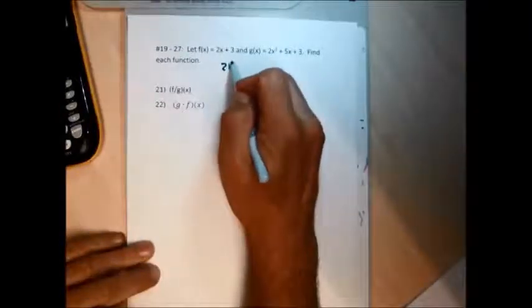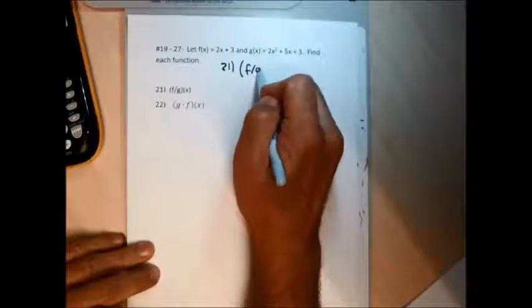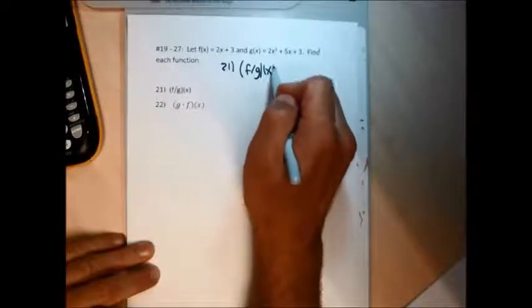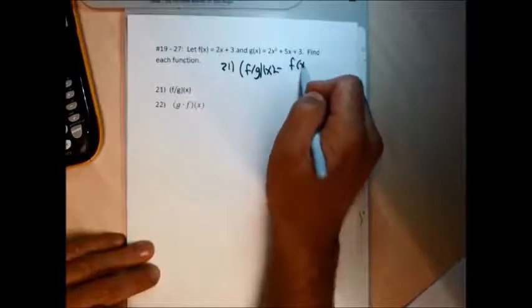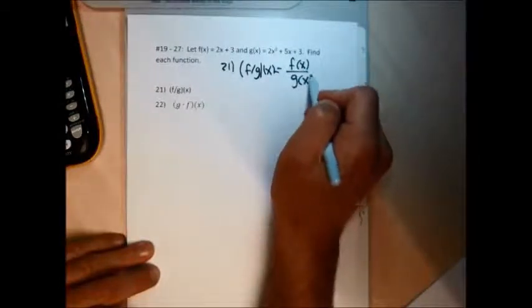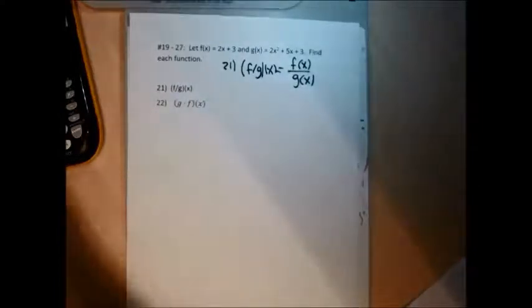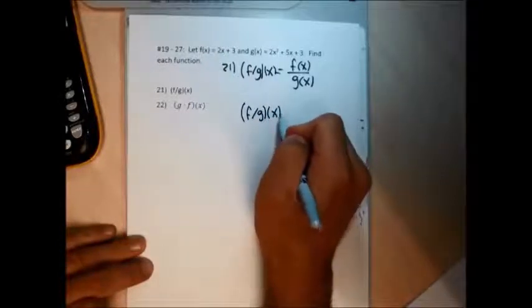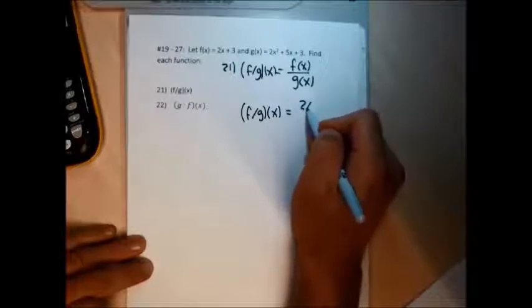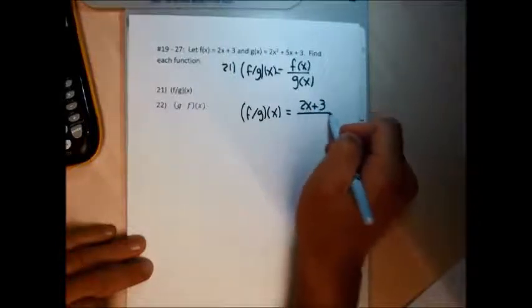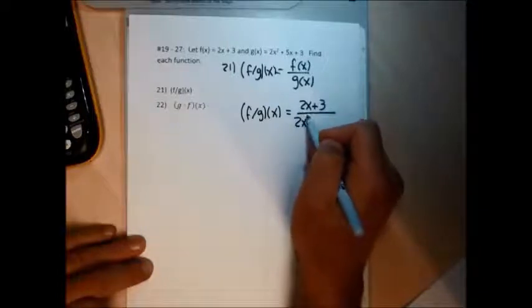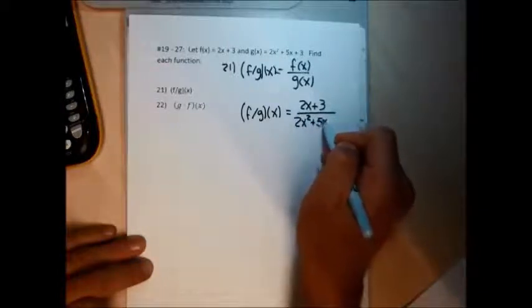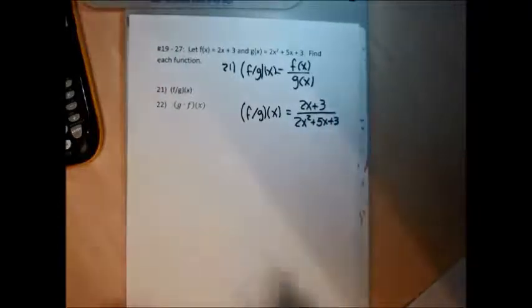So I'm going to sneak off and do your problem 21. Your problem 21 asks me to do f divided by g of x, and f divided by g of x wants me to do f of x over g of x, and that's going to give me f divided by g of x is a fraction with the right side of f in the numerator and the right side of g in the denominator. I never use parentheses when I'm doing division. They're absolutely not necessary.